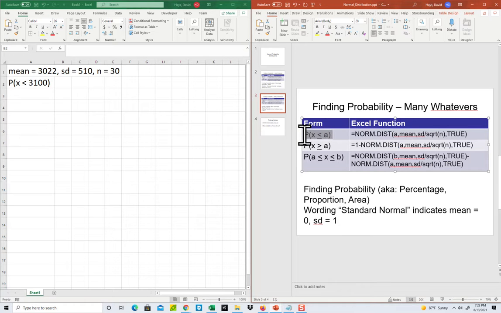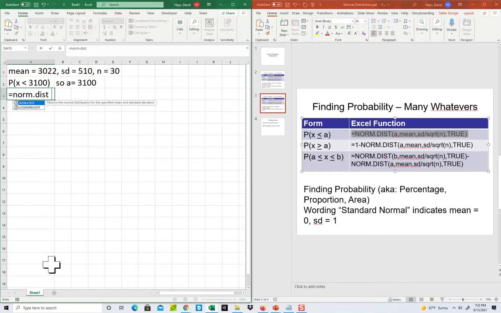Now, our first form is the one we're using because it's less than. Whatever number follows your less than symbol is your A, so A is 3,100. We'll be plugging into this first one here. So equals NORM.DIST, A, which is 3,100, comma, mean, which is 3022, comma, standard deviation, which is 510, divided by square root of 30, comma, true.